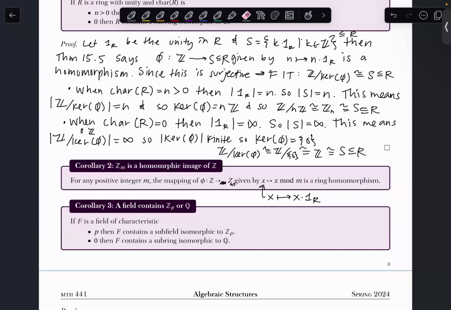So this is how we'll think about how to split up the cases. We'll still think of the last corollary that we had, but now we know we'll have a subfield showing up in there as well. And the subfield is going to be ZP or Q here, depending on the characteristic.